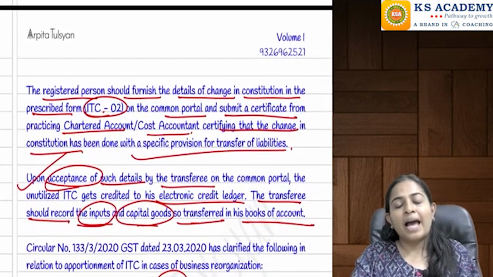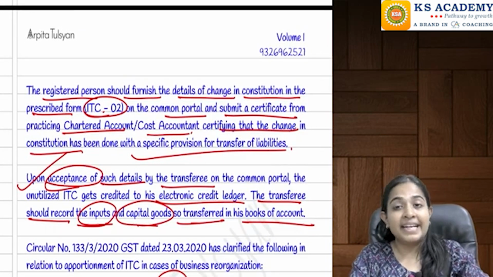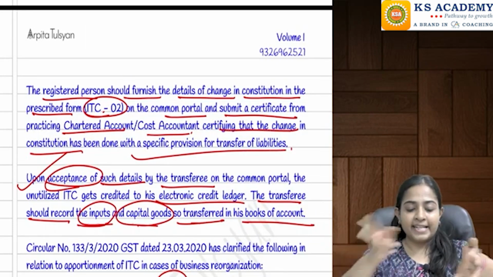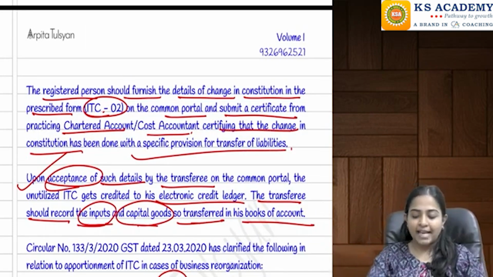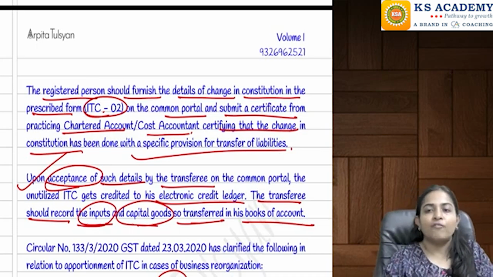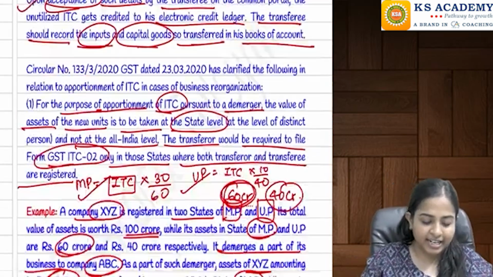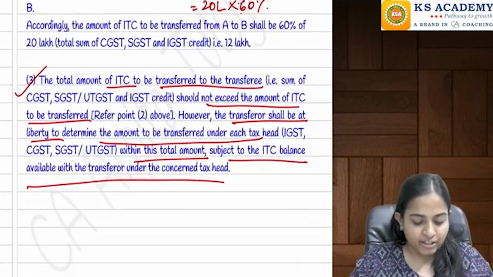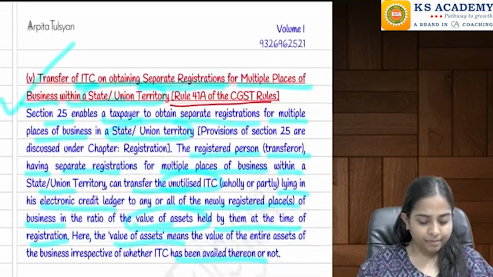Okay, but what will happen in case of demerger? In case of demerger, suppose multiple entities are formed, then the credit will be distributed to all those entities in the ratio of the assets transferred. Let's say I have transferred 60% to one entity and 40% to another entity, then in that particular ratio the amount of unutilized credit will be transferred. We have done many examples on this in the main lectures also.